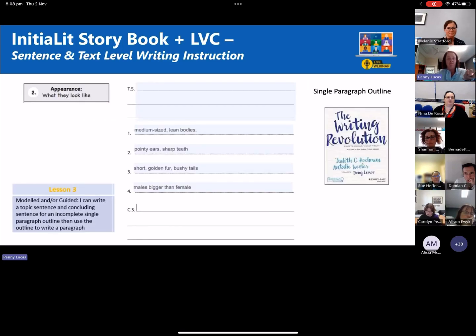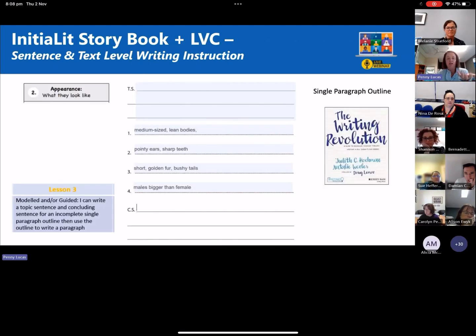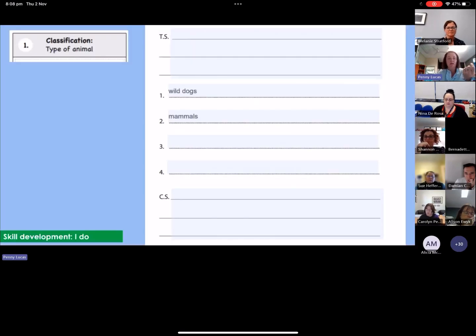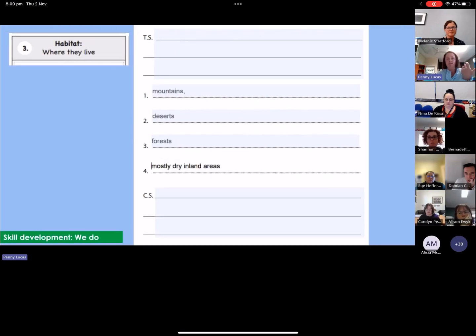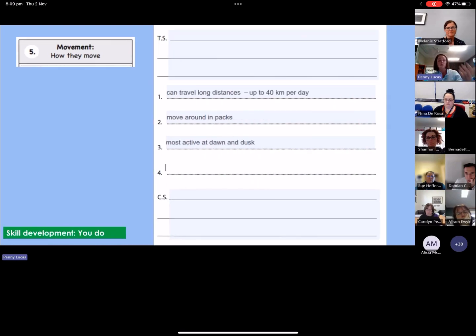So again, there's the lesson 3. Here's the SPO outline from the Writing Revolution. I've just copied and pasted those supporting details from back here. And with your class, you write a topic sentence, you write a concluding sentence. This is for the fact box appearance, but there's lots that you could choose from. So, I've sort of said there, maybe this is a we do, moving on to a you do.